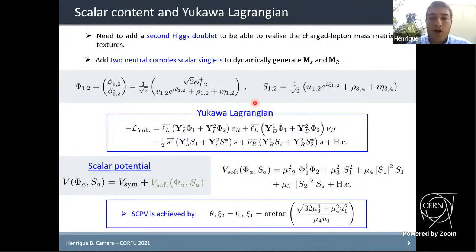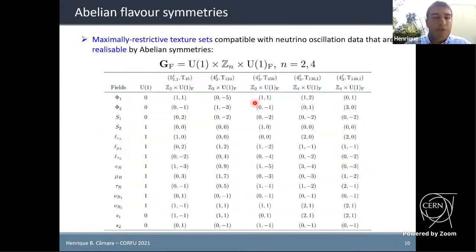Having established our framework, fermionic, scalar, and the main idea, now we perform a systematic search for the maximally restrictive texture sets of mass matrices M_L, M_D, M_R, and M_S, which are compatible with oscillation data, charged lepton masses, and realizable by means of abelian symmetries. At the end, we only found 5 realizable cases that are shown in this table here.